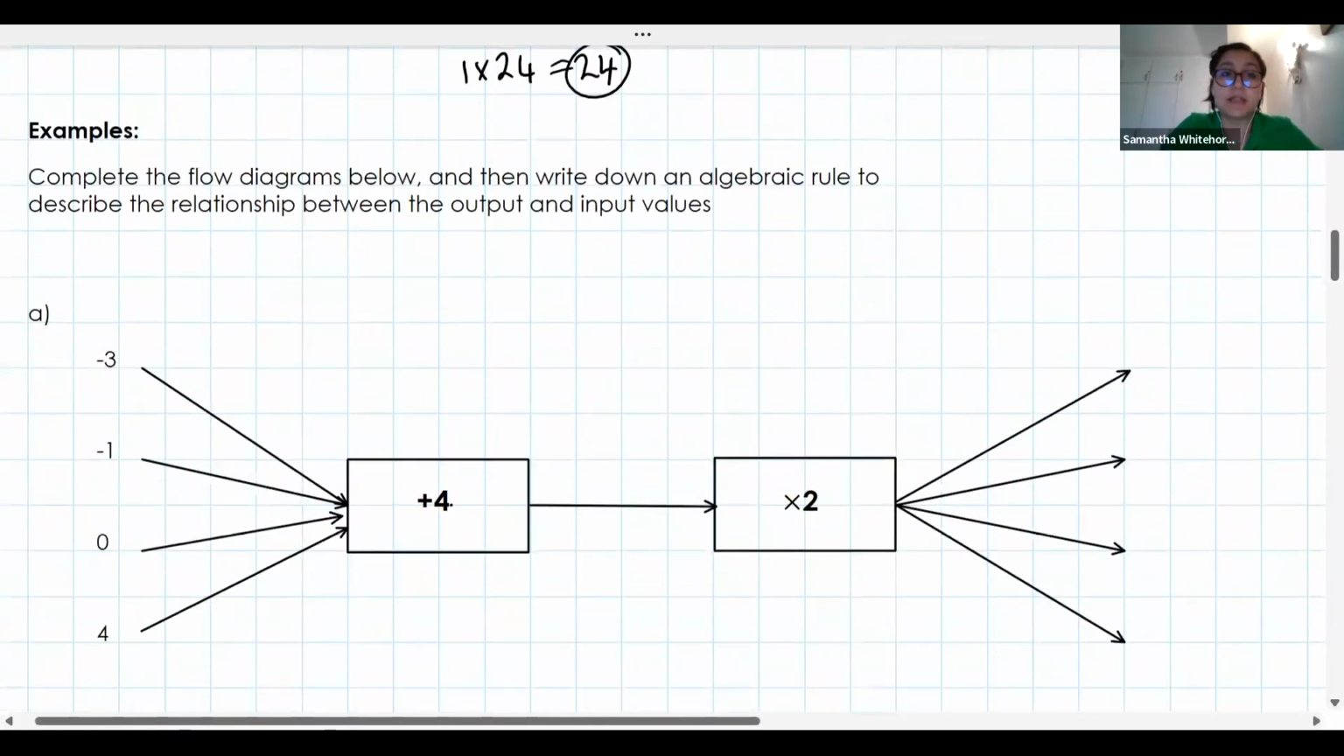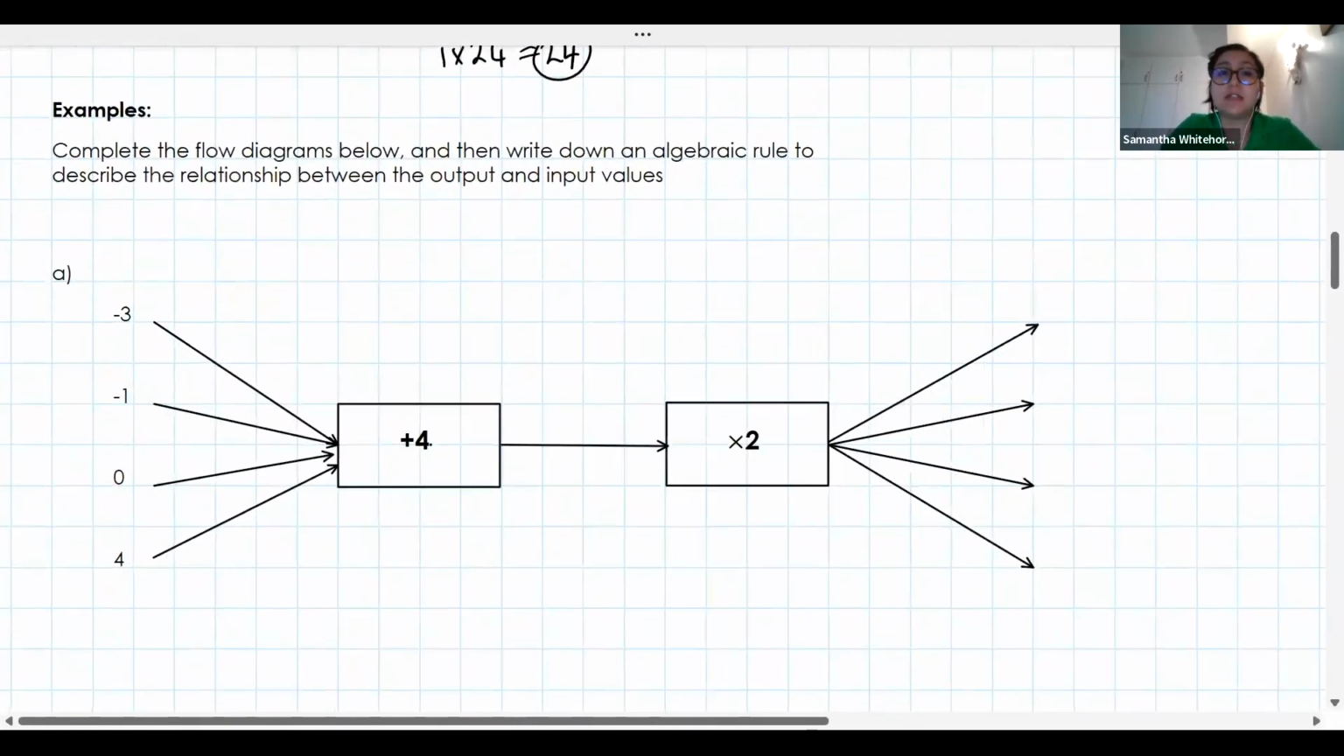But let's get into our pattern. So today what we're going to have a look at is different ways to represent relationships between numbers. So what we looked at on Monday is just looking at a list or sequence of numbers and being able to identify what the pattern is between those numbers.